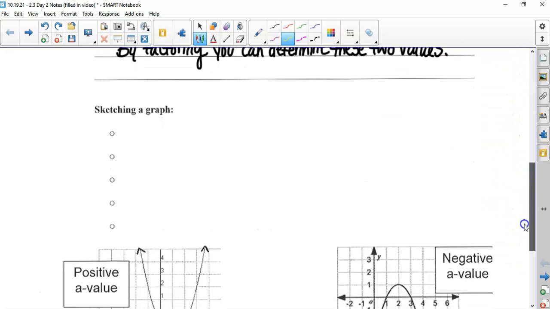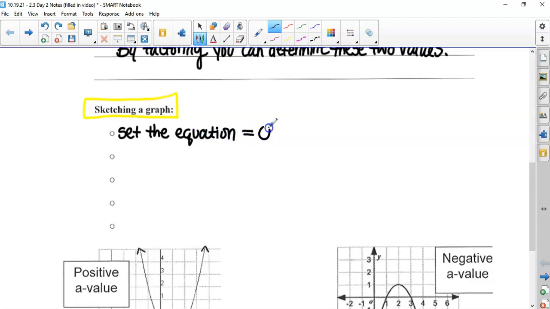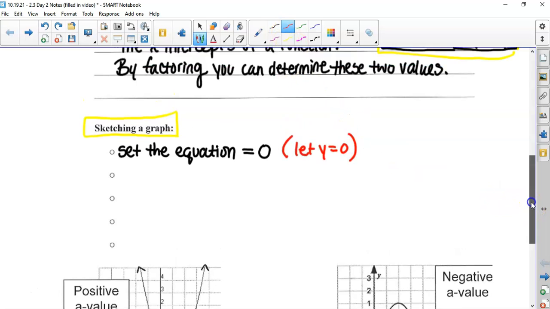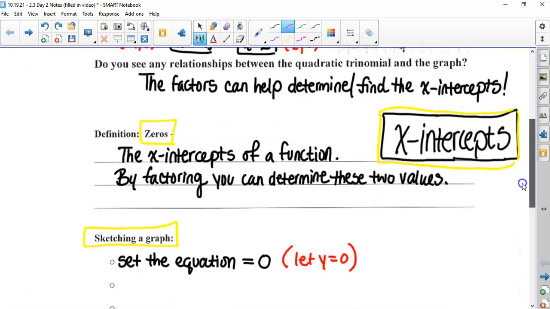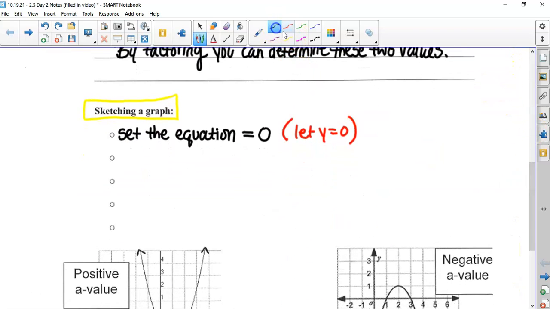Let's talk about our steps for sketching a graph. Let's highlight this and work on the process together, and then we're going to put it to work. So let's get the common language here first. Step number 1, set the equation equal to 0. That's that idea of let y equal 0, right? Let's go back and look at that from up here. Setting the equation equal to 0 was letting y equal 0. So you set the equation equal to 0.